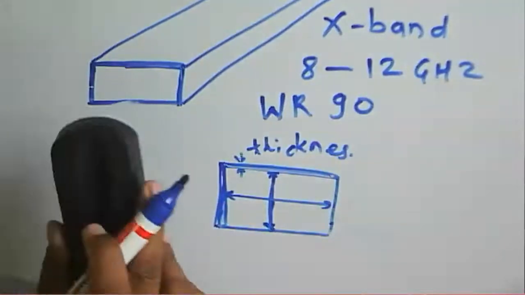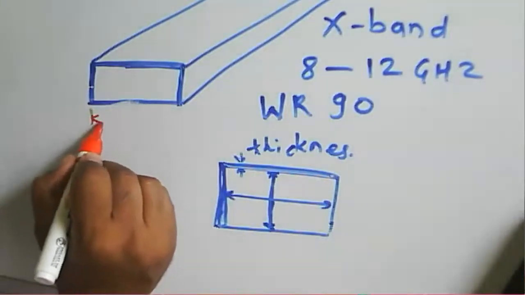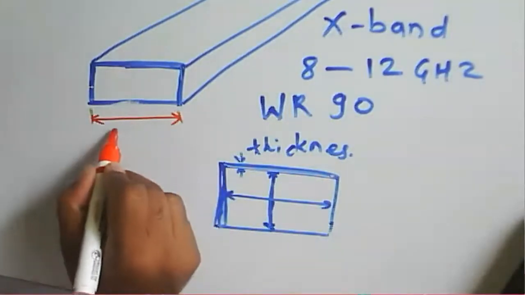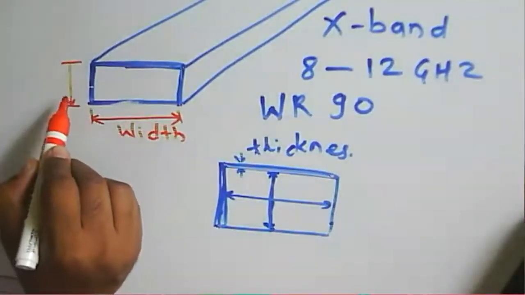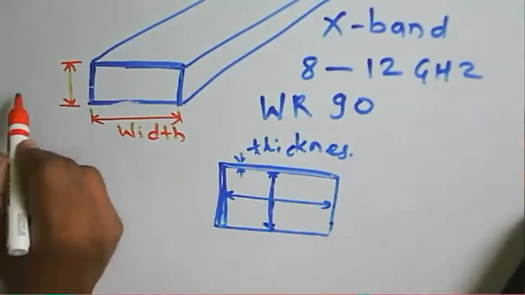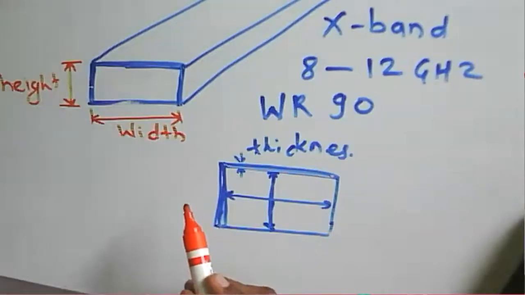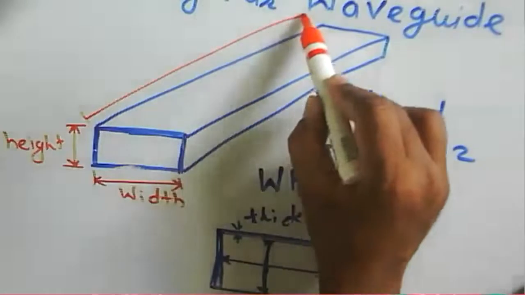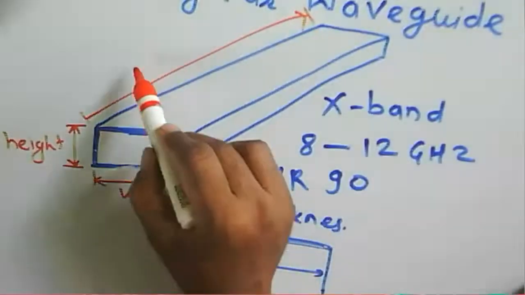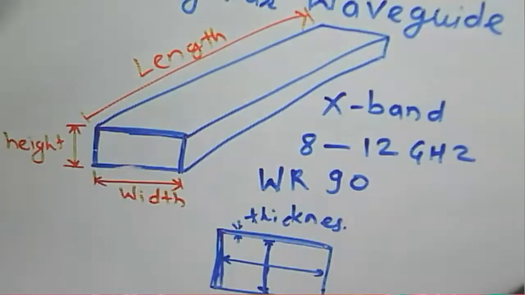For this rectangular waveguide, this particular dimension is the width of the rectangular waveguide. And this one is the height. And from this to this is the length. This is the length of the waveguide.